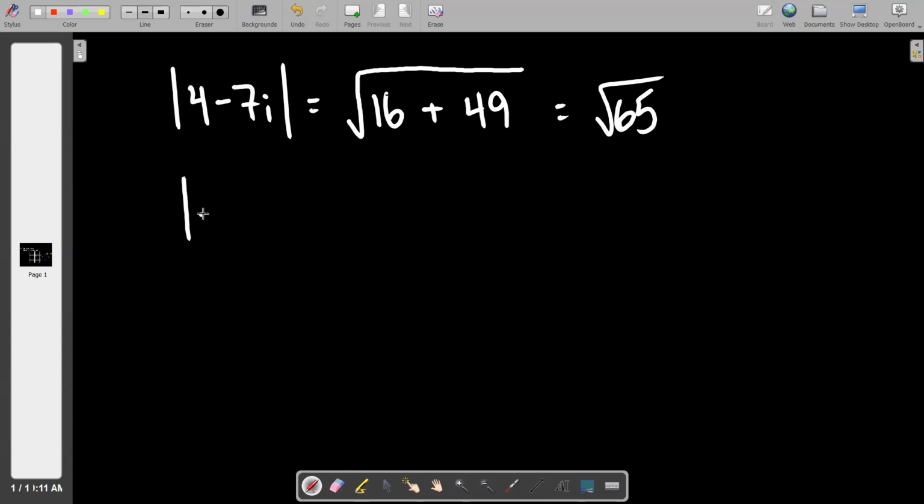How about this one? The modulus of -1 plus i.